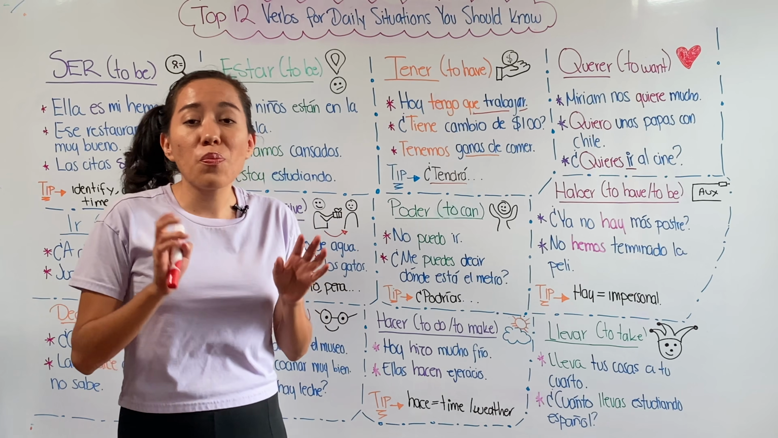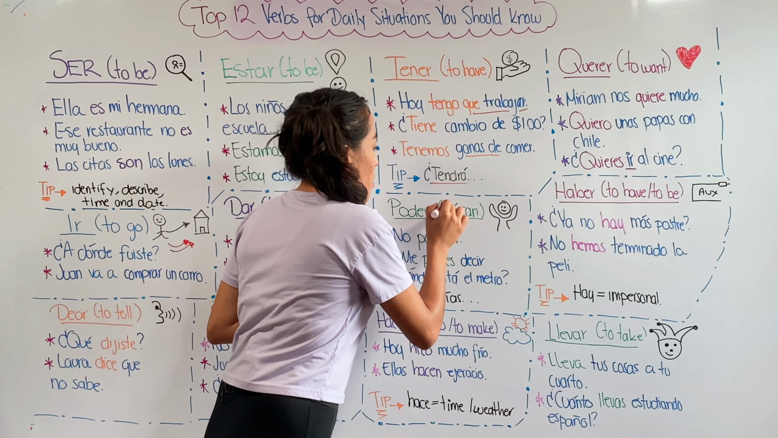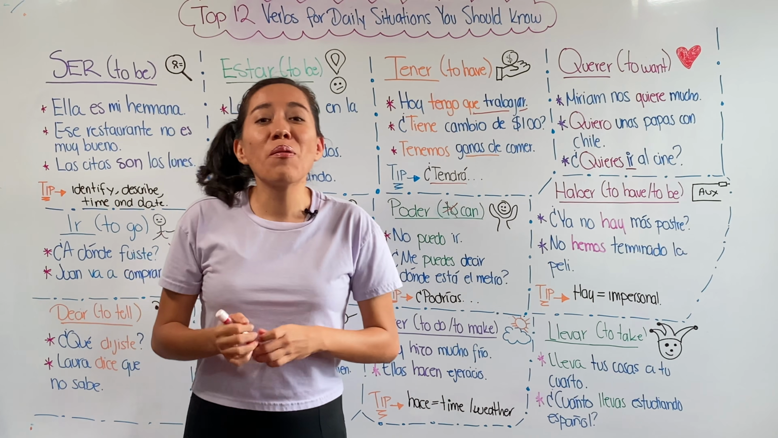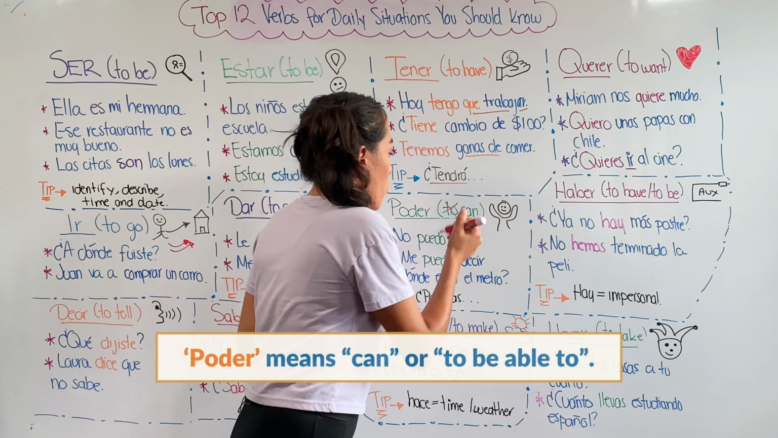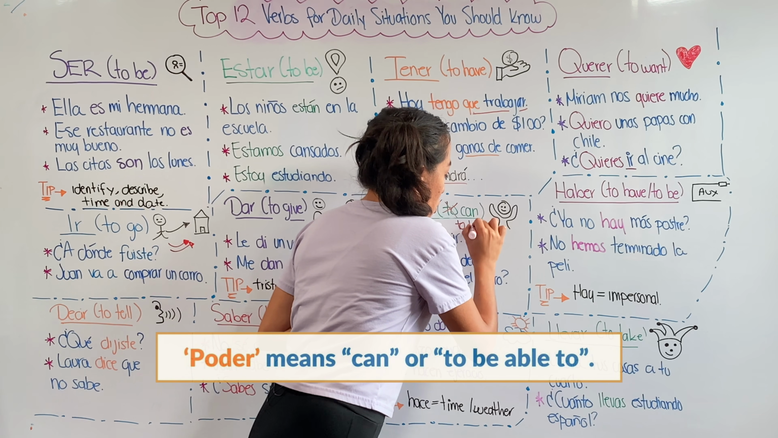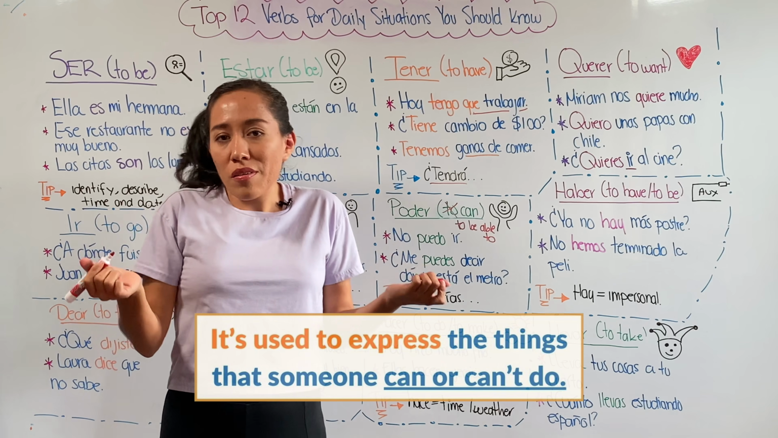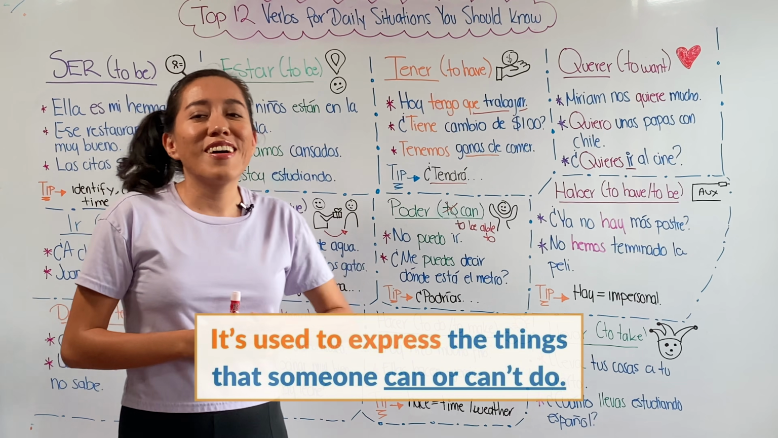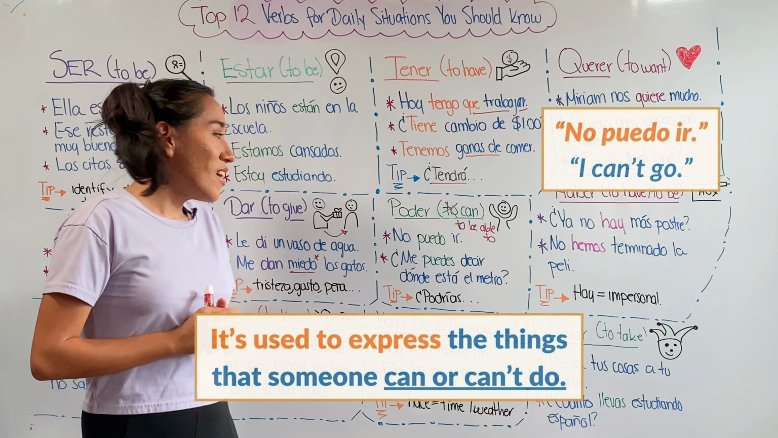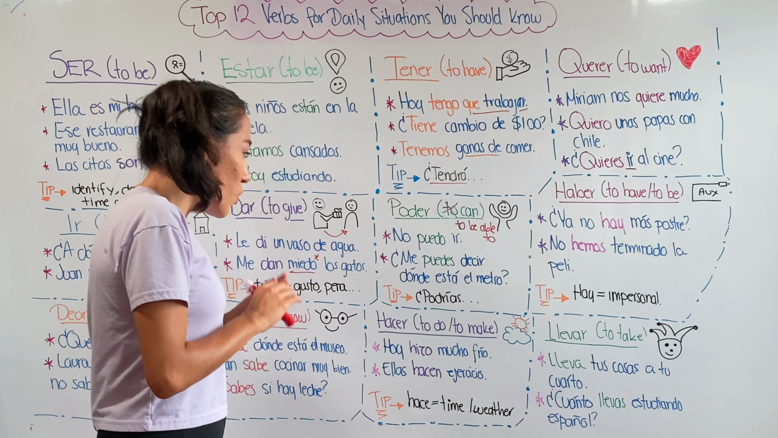In Spanish, poder means can. Oops, I made a mistake here. Sorry, me equivoqué. Poder also means to be able to do something. So as you can imagine, we use this verb to talk about the things that we can or we can't do. For example, ay, no puedo ir. Ay, I can't go. That's my excuse for all weekends.